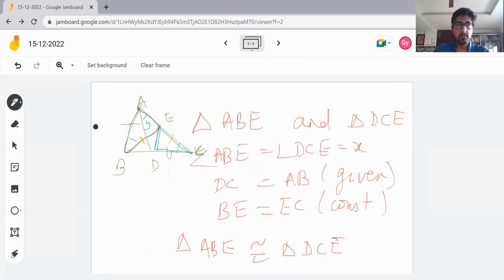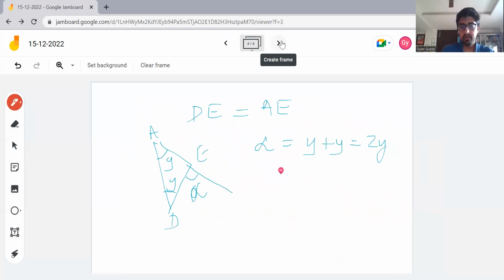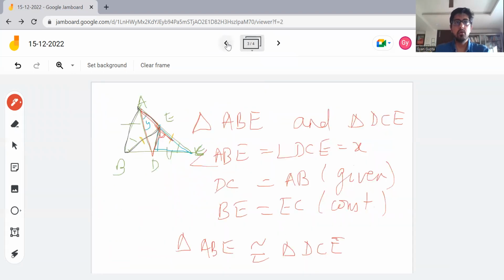If we now focus on the triangle AED, this is triangle AED, and this is the exterior angle, which is nothing but angle DEC. So we have angle DEC is equal to 2y. With me so far? Amazing. Let's go to another triangle now.